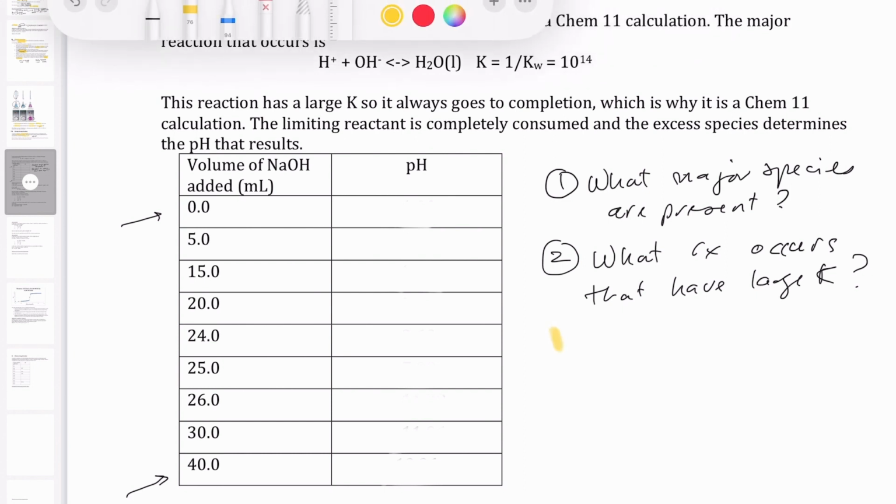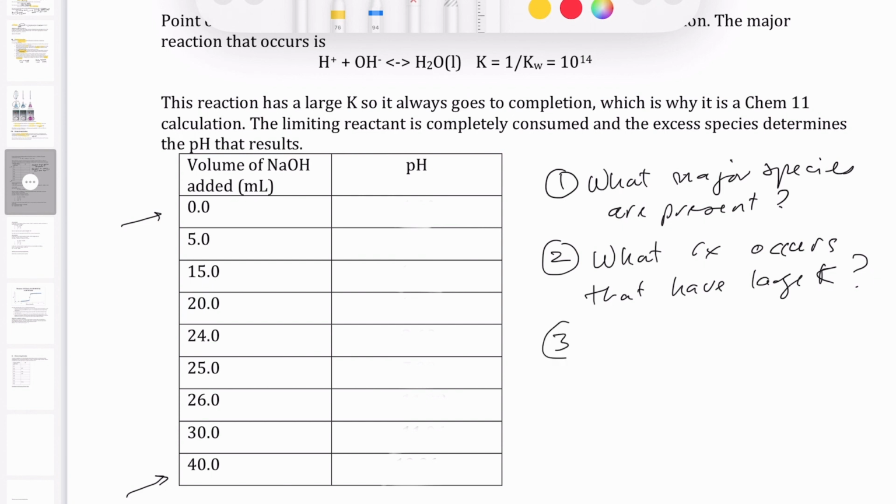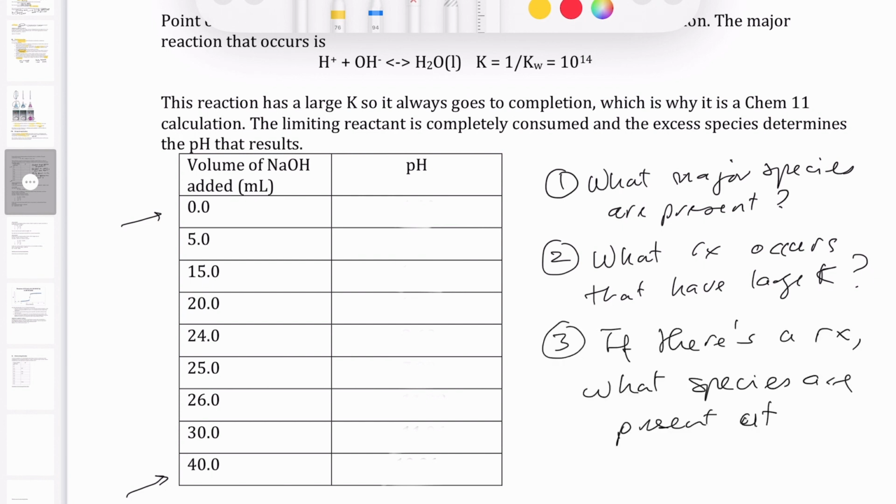And then the last part of this is, if there's a reaction, to analyze what species are present at equilibrium after the reaction. These three steps are like an ICE table to some extent. You're analyzing what's at the beginning, what's happened in the middle, and then what happens at the end. But the key here is to keep in mind that we're only thinking about reactions that happen to a large extent. So we want to write the reaction only if there is a large K.